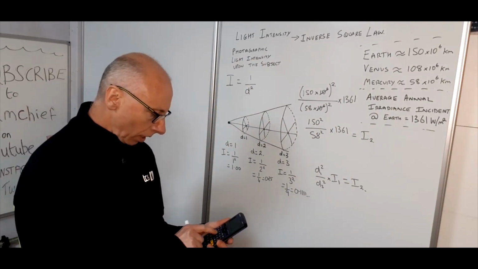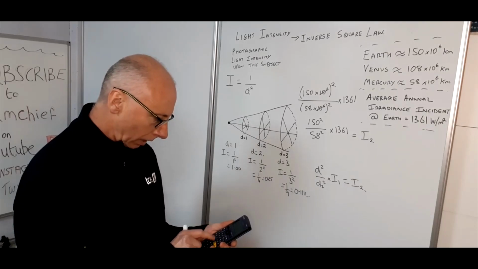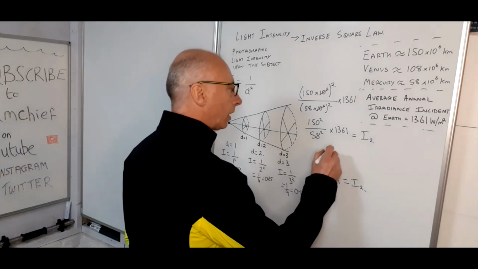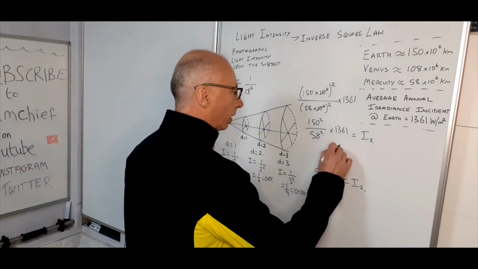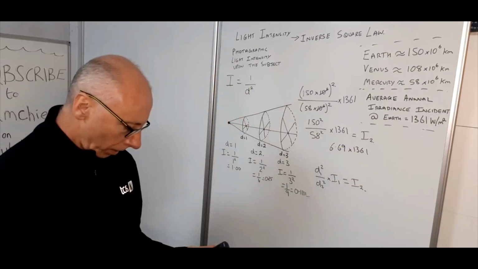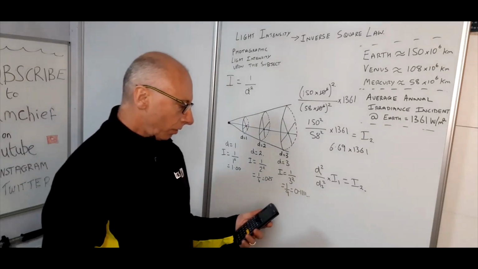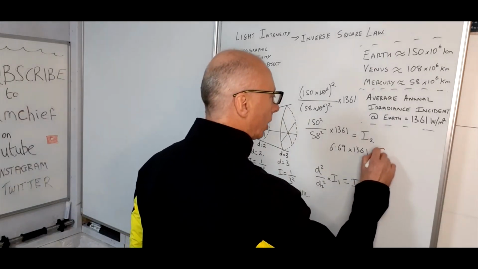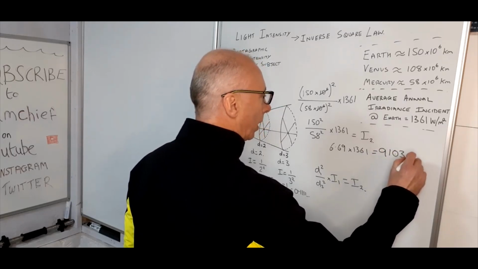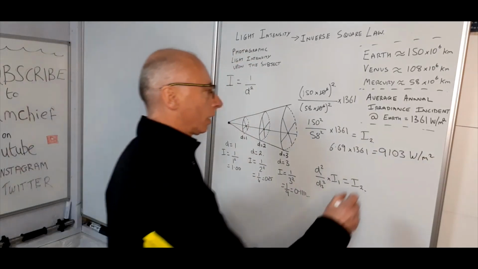So 150 squared divided by 58 squared is approximately 6.69. So we've got 6.69 times 1361. Times that together, that's going to give us very close to 9,103. So that's watts per meter squared, and that's at the planet Mercury.